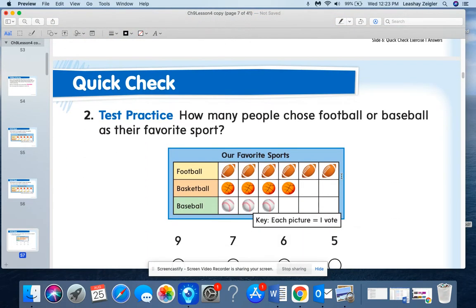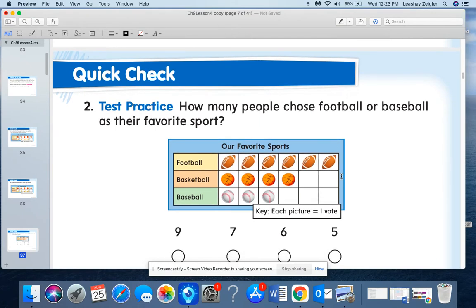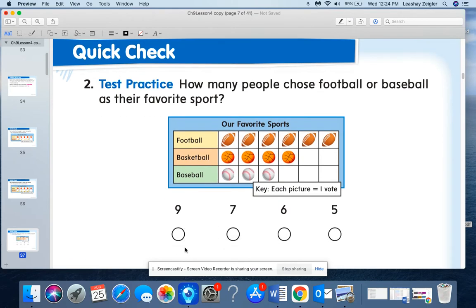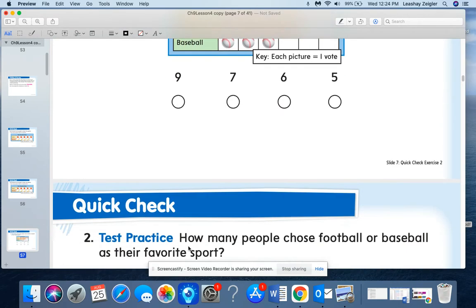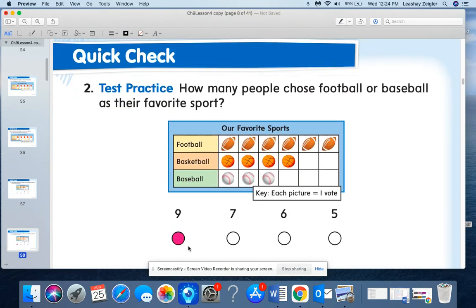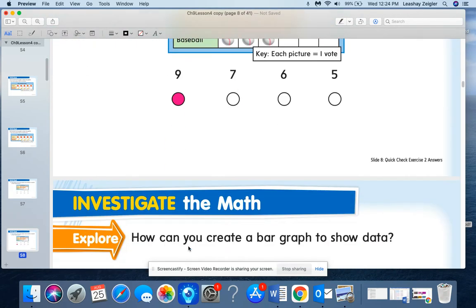Here's our test practice. So it says how many people chose football or baseball as their favorite sport. So we have to choose football or baseball. So we have football, we have 1, 2, 3, 4, 5, 6 people. And baseball, we had 1, 2, 3. So 6 plus 3 is 9. 9 people chose one or the other. And there's the answer to that.